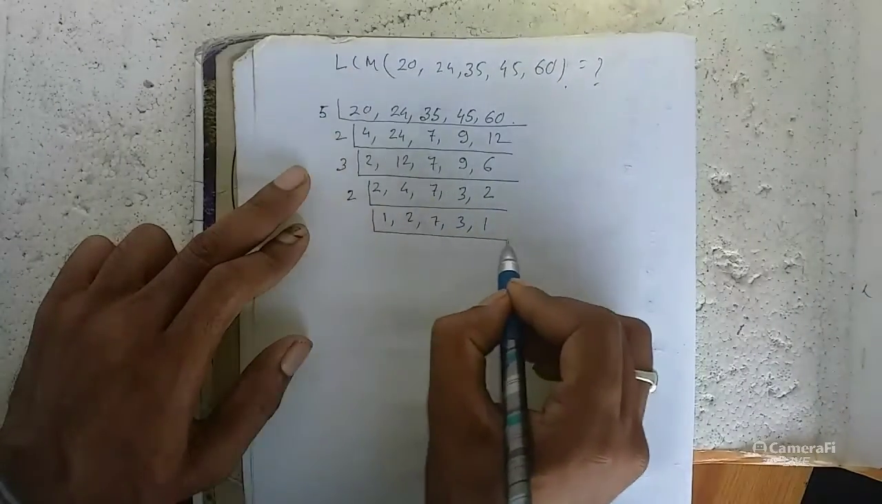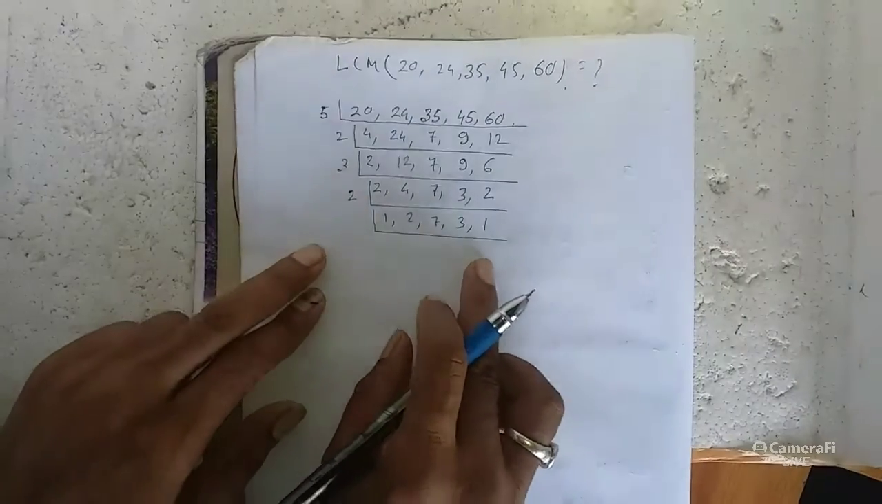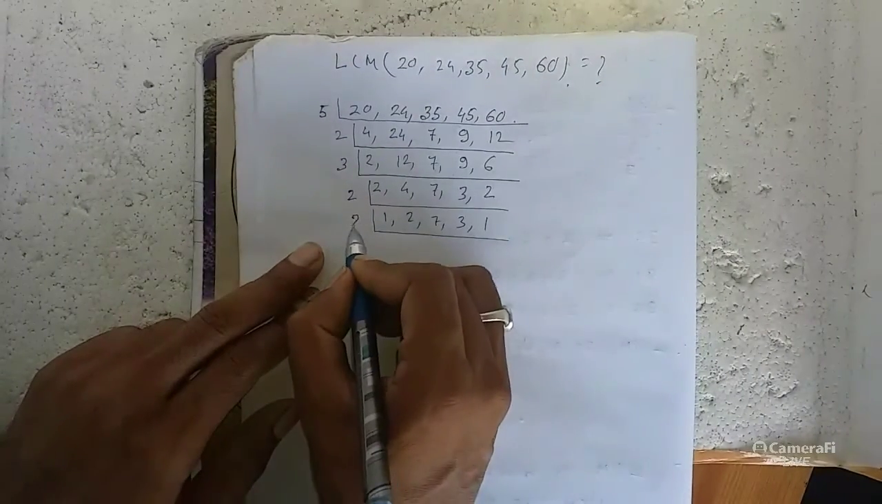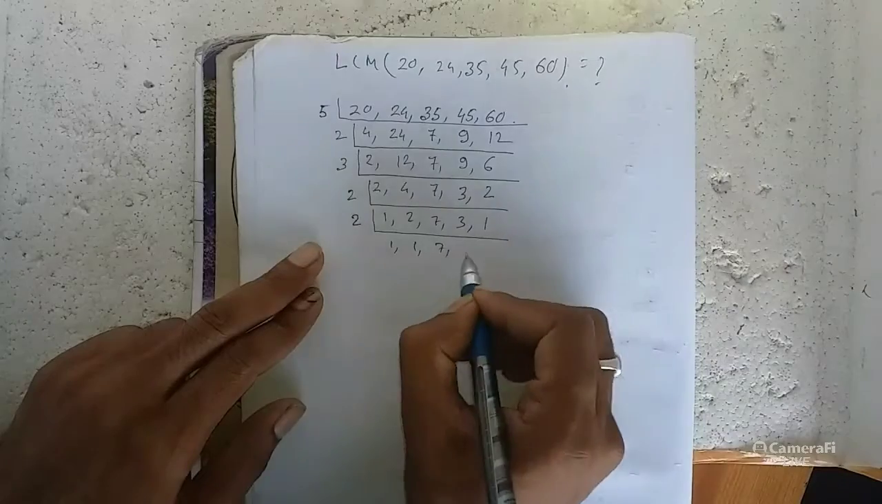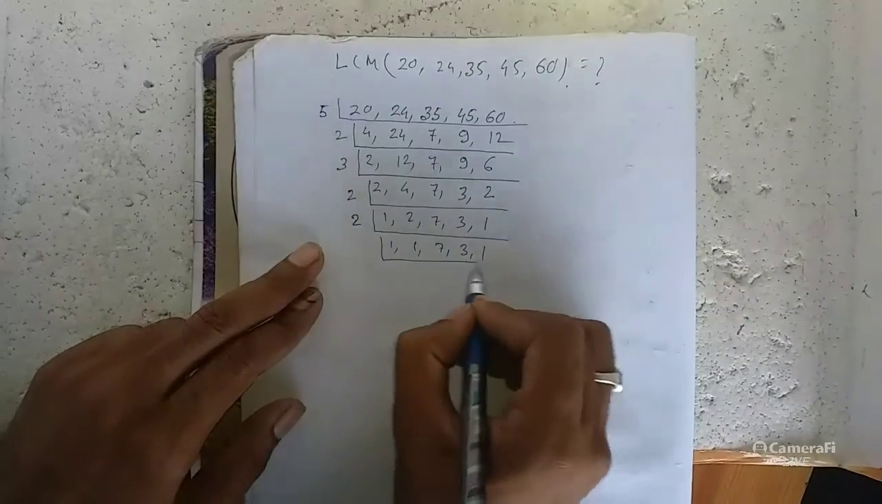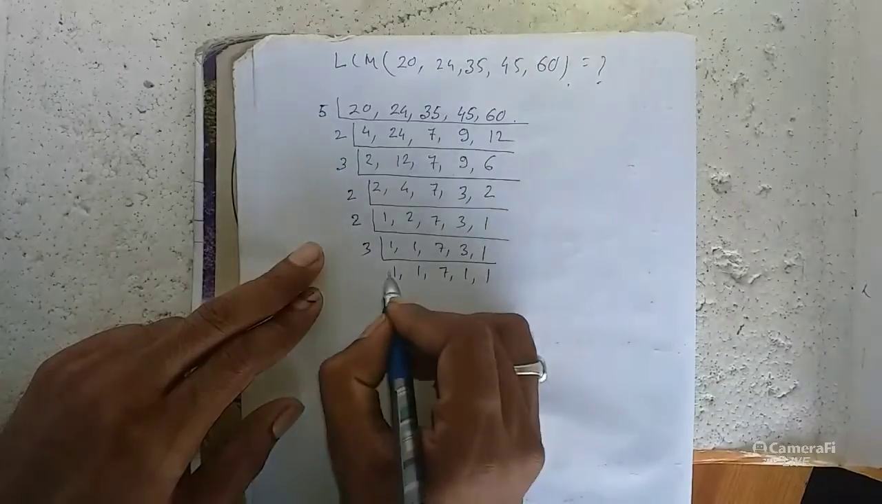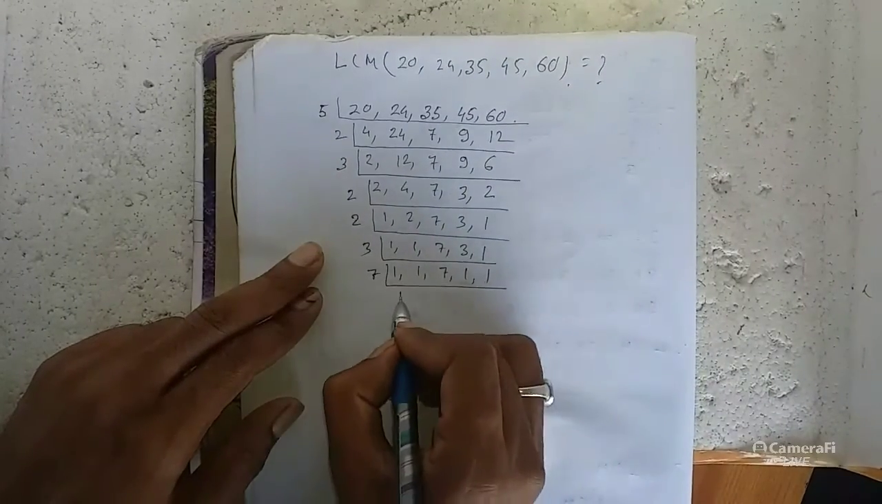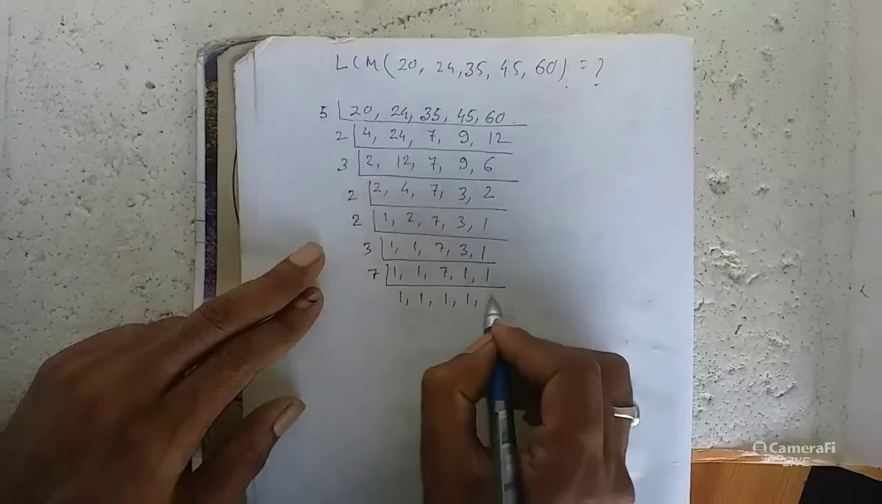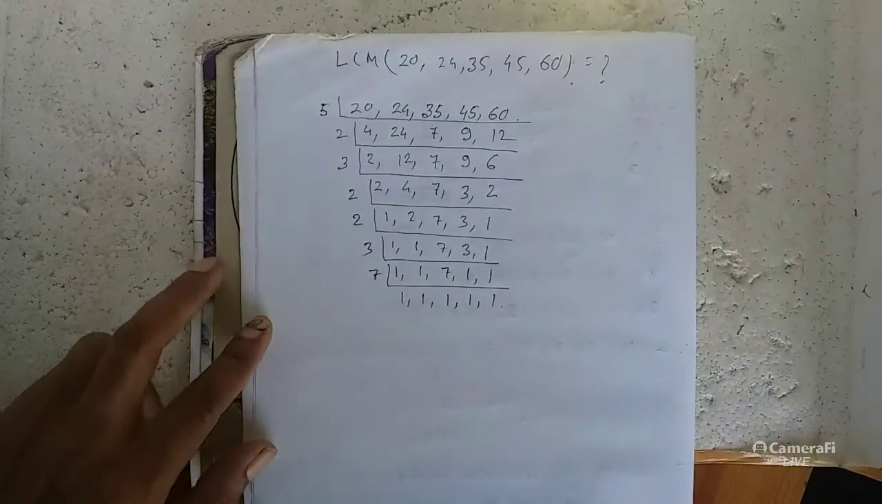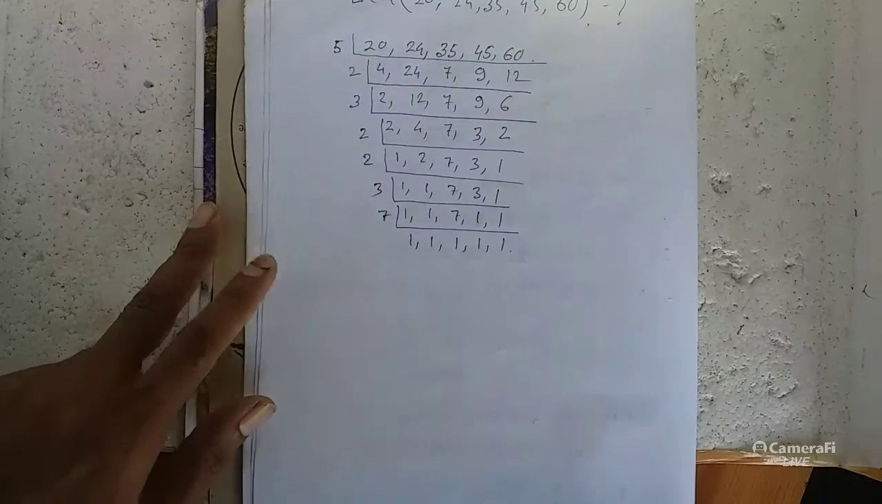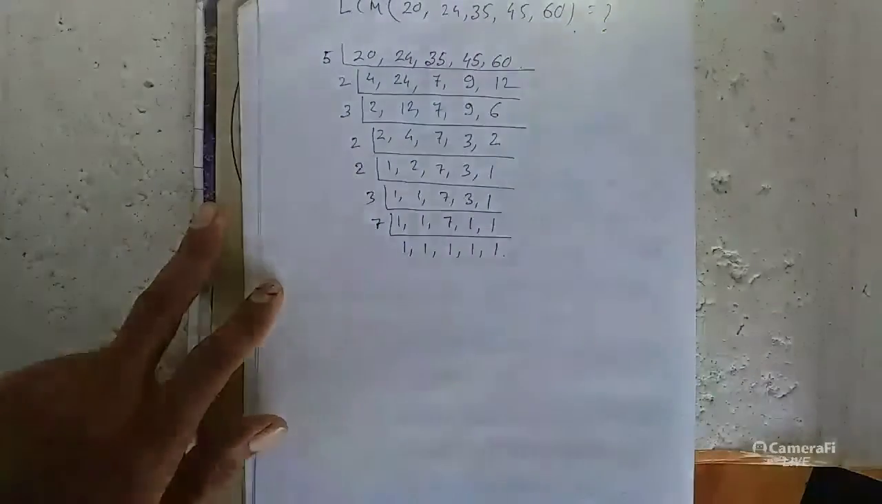Now here is 2, 7, 3. If we take 2: 1, 1, 7, 3, 1. If we take now 3: 1, 1, 7, 1, 1. If we take now 7: 1, 1, 1, 1, 1. So here we have to stop and complete the process.